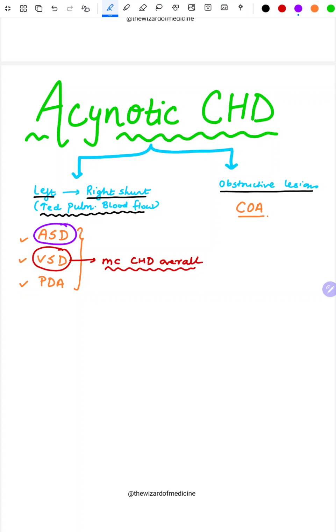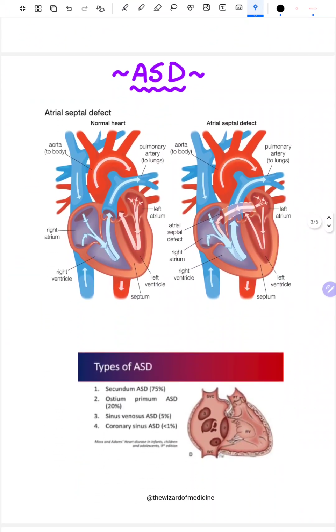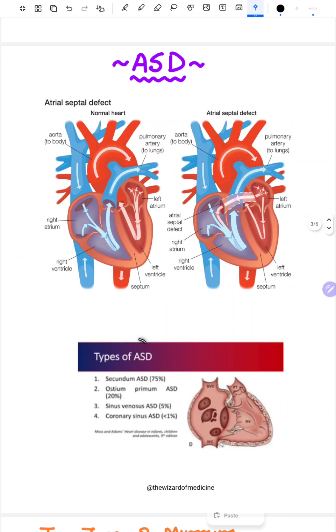Just to let you know that ASD, or the atrial septal defect, is a well tolerated lesion, okay, and it is the most common congenital heart defect to be present in pregnancy or during adulthood. So moving forward, first of all, let's discuss the types of ASD. It is of 4 types.